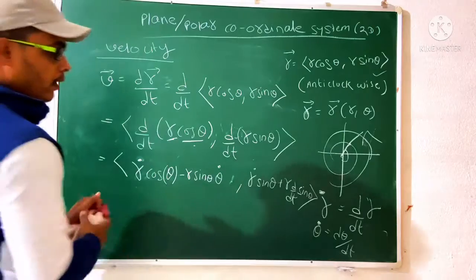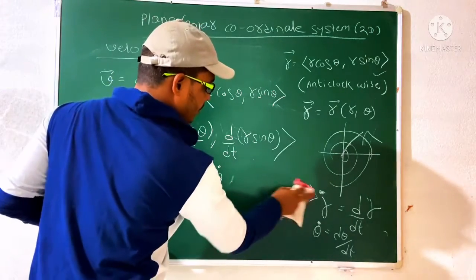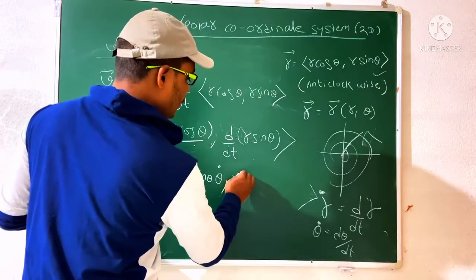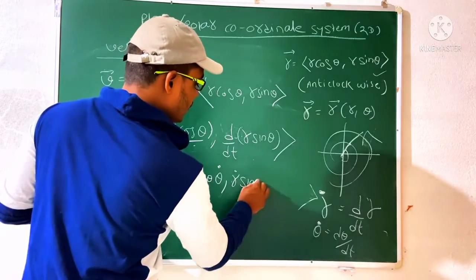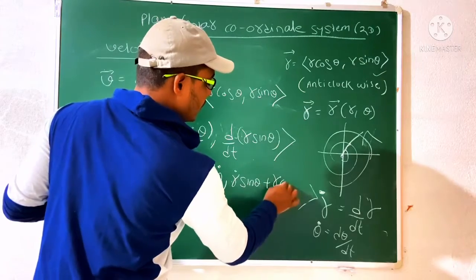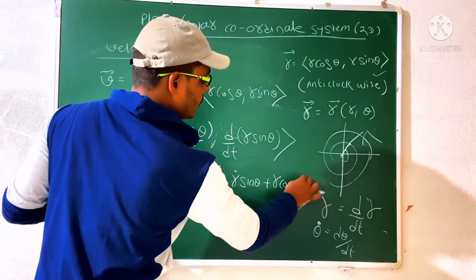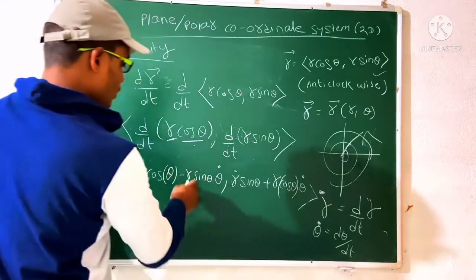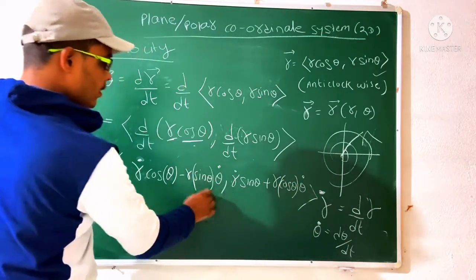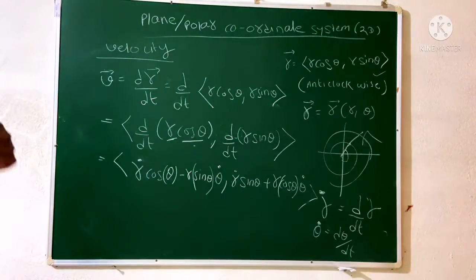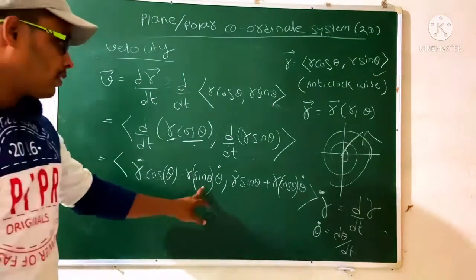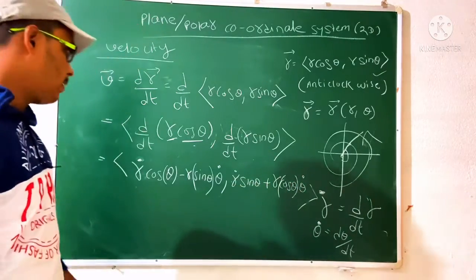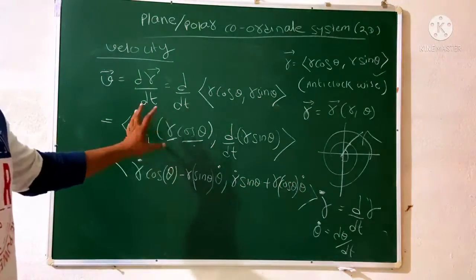And the second one will be, look here, r dot sin theta plus r cos theta theta dot. Since there is no space, I have not bracketed it, so you try to bracket this, because sin theta is one part and cos theta is another part. r and theta dot are different and r dot is different. Here theta dot is also different. So you do the derivative, you will obtain this.